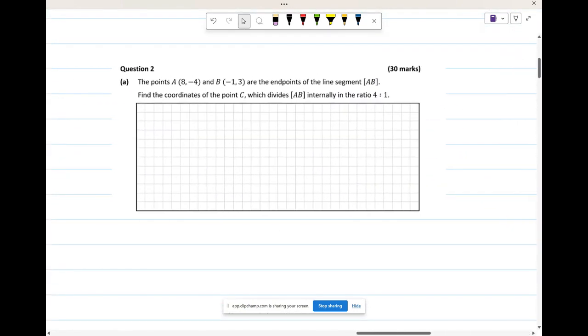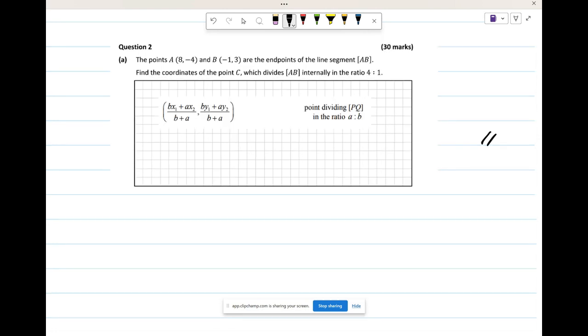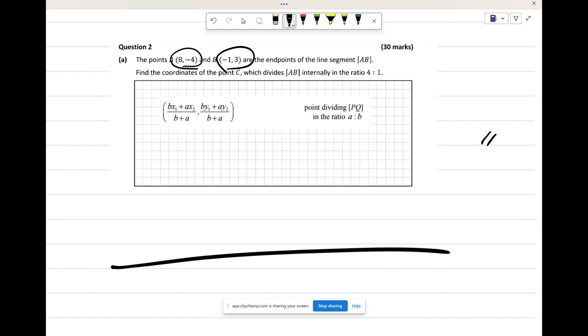But very first question. Points (8, -4) and (b, -3) are endpoints of the line segment AB. Find the coordinates of point C, which divides AB internally in the ratio 4:1. So this is our equation in our logbooks for dividing a line in the ratio AB. So our points are (8, -4) and (-3, 1). It helps always if you draw it.